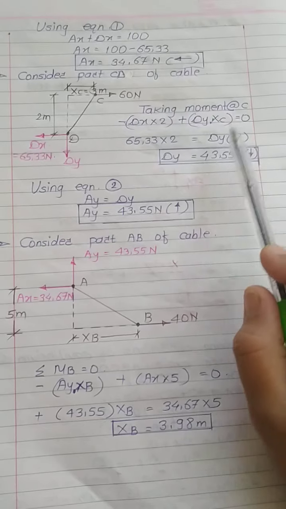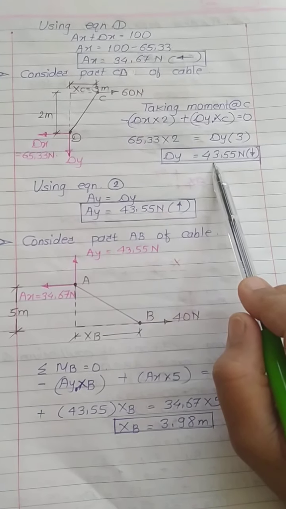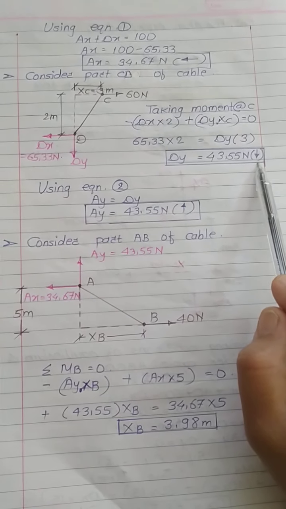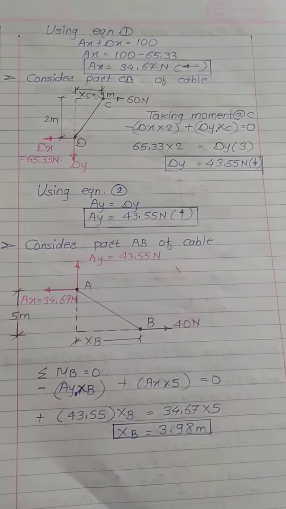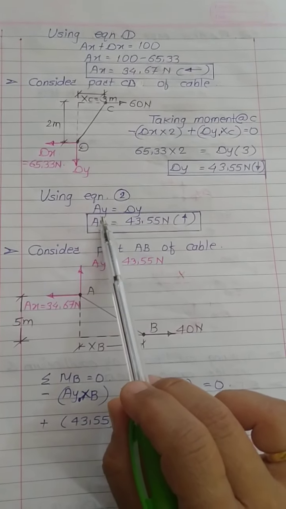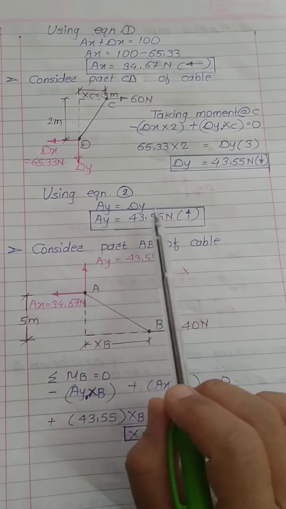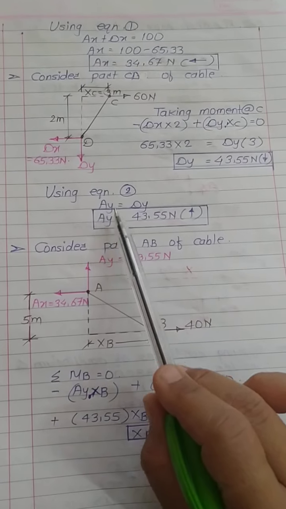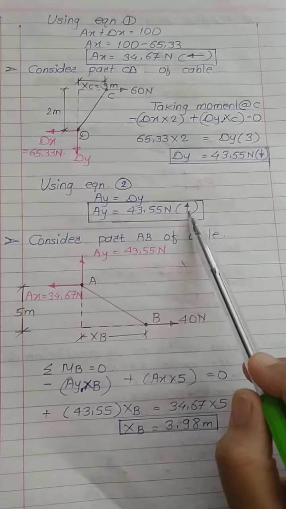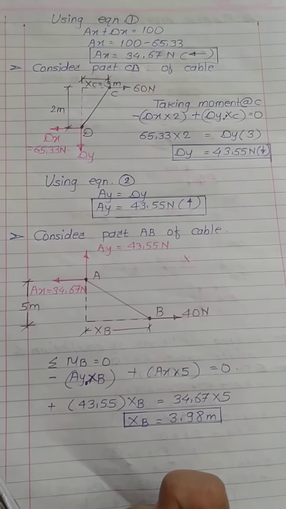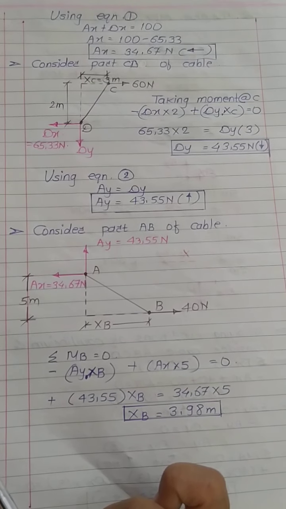So what is unknown? Unknown is dy. So from this you will get dy, which is 43.55 Newton, and according to free body diagram it is vertically downward. Now use equation 2. We know ay must be equals to dy. So magnitudes will be same, only their natures will be different. So ay will be 43.55 Newton and it will act opposite to dy. It means vertically upward.